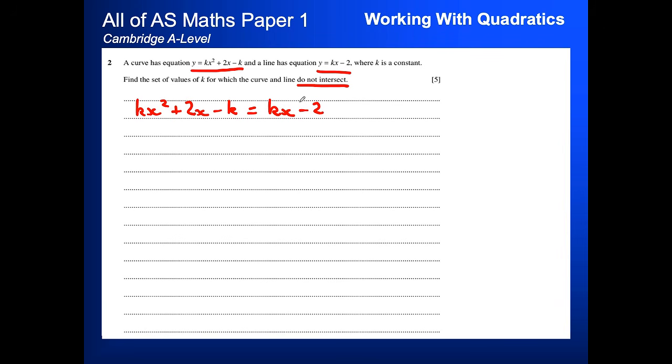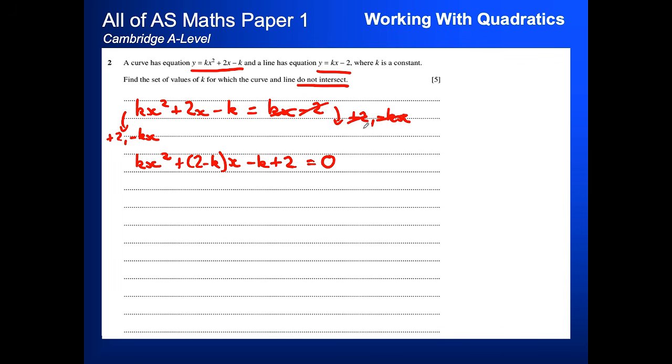And now to get a quadratic that we can work with, we need to make the right-hand side 0. The way we do this is add 2 and minus kx on both sides. If we do this, well, kx squared stays the same. If we minus kx from both sides, we get 2 minus kx. And then we just bring the 2 over, so we get minus k plus 2 is equal to 0. This cancelling here, and this cancelling here. Now we have a quadratic that we can work with.